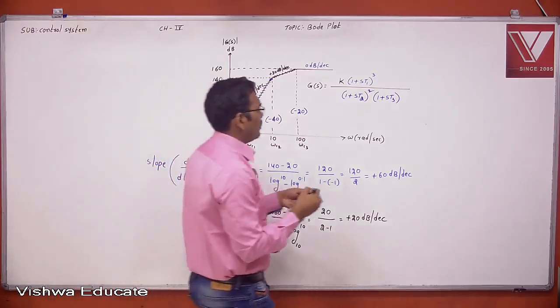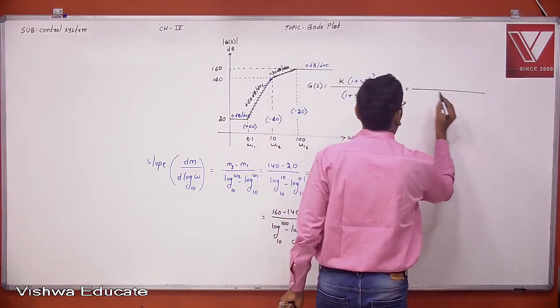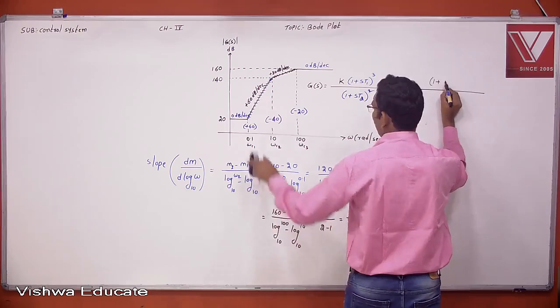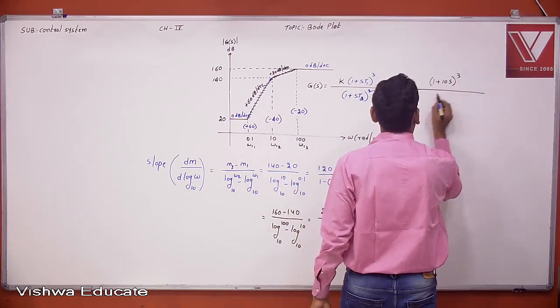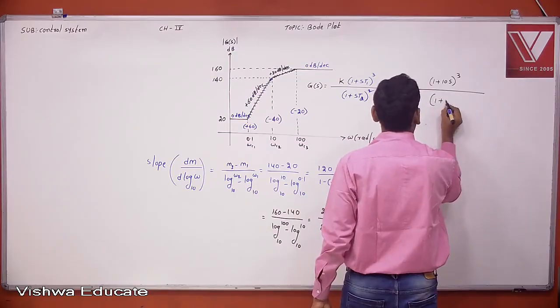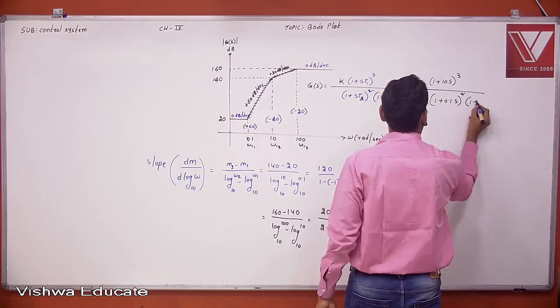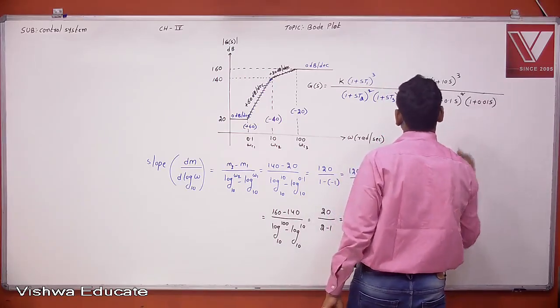Therefore, now everything is available. The time constant and corner frequency are inversely proportional. So 1 by 0.1 is 10, giving (1 plus 10s) whole cube, over (1 plus 0.1s) whole square, times (1 plus 0.01s).